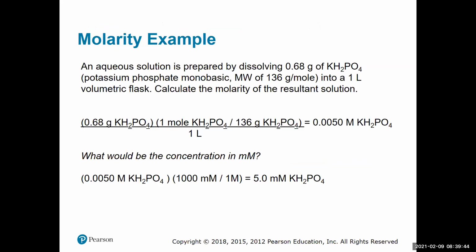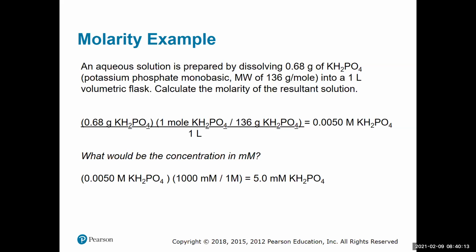So let's take a look at a molarity example just to refresh your memory. In this case, we're saying that we have 0.68 grams of potassium phosphate, and we're making that solution up into a 1 liter volumetric flask. One thing about molar solutions is you almost always make them up in volumetric flasks. That way you know what that total volume is.